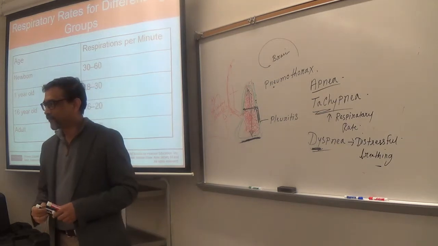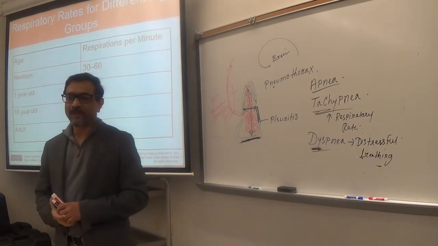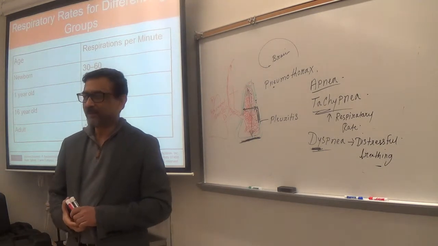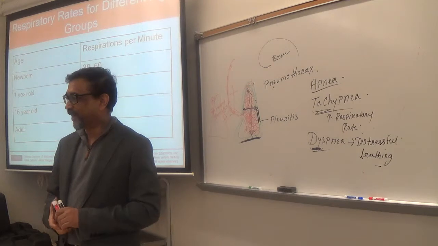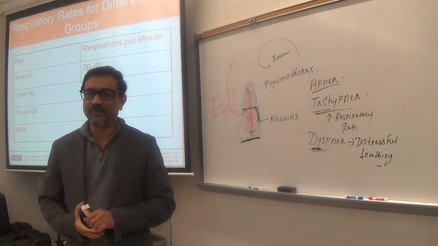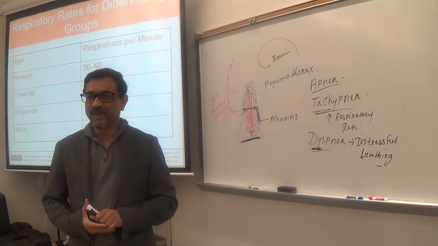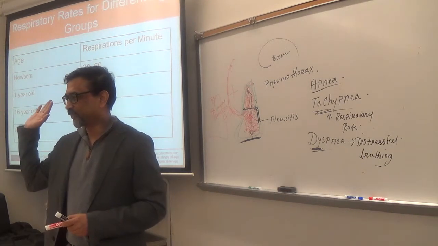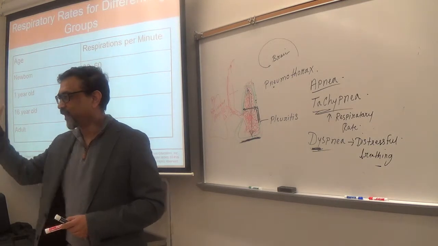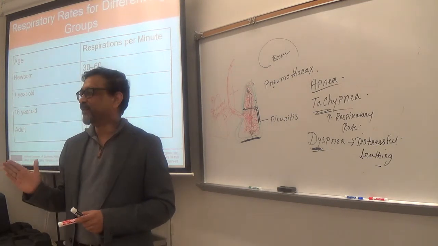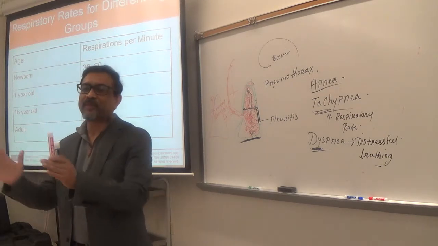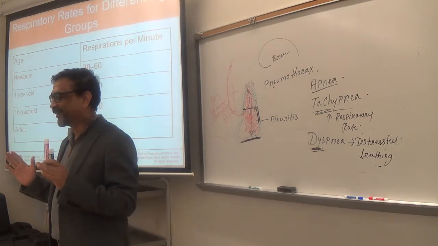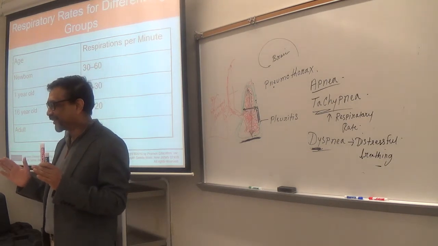Apnea. When does apnea happen a lot? During sleep apnea, right? So very commonly we use the term sleep apnea. Apnea, A means absence. A means what? Absence. So apnea is absence of breathing. But is it permanent or temporary? Temporary. If it is permanent, death.